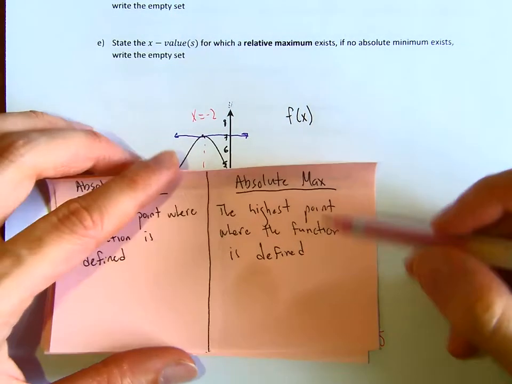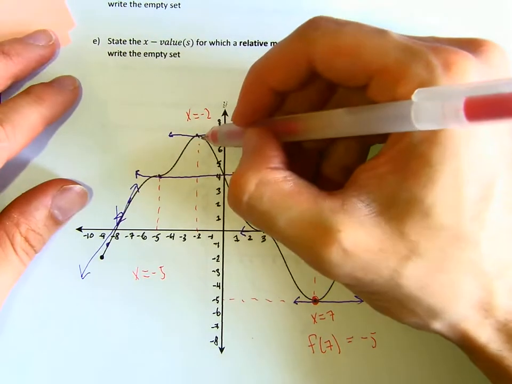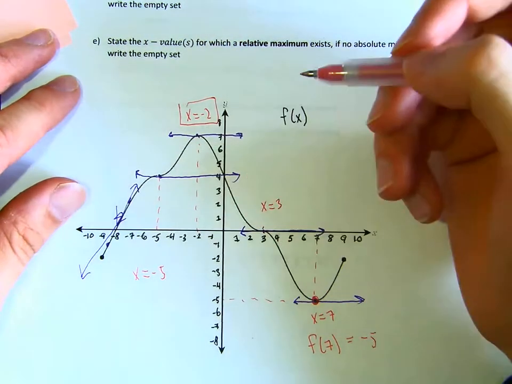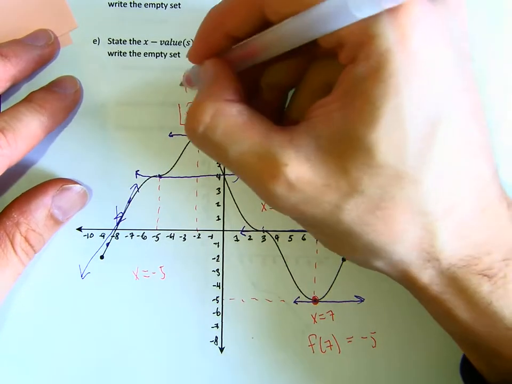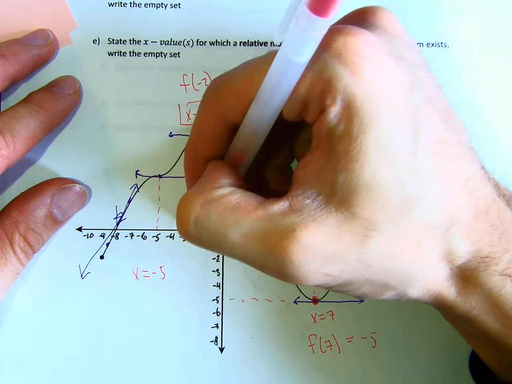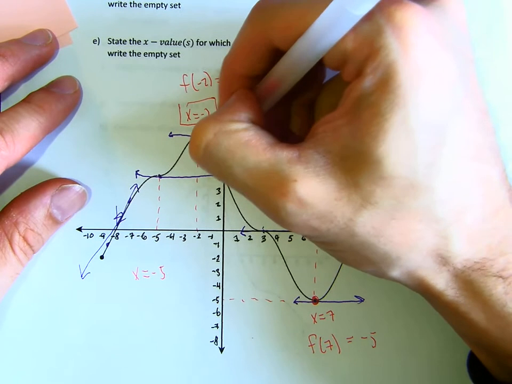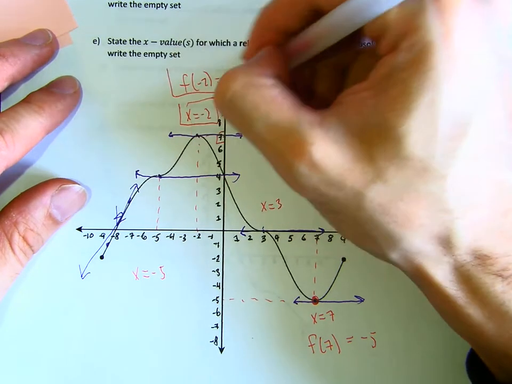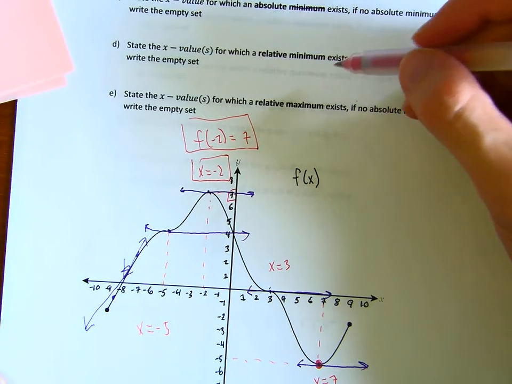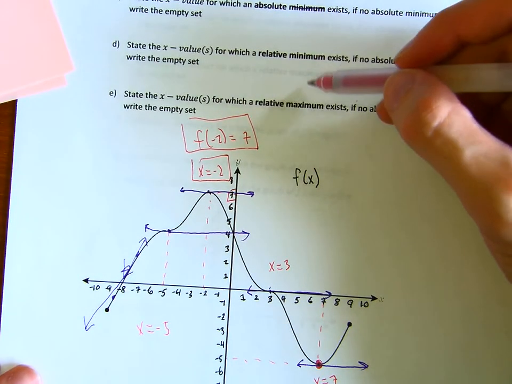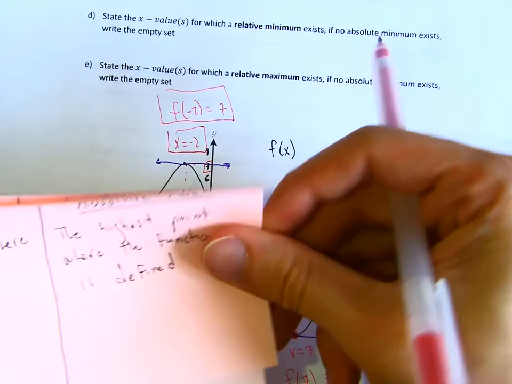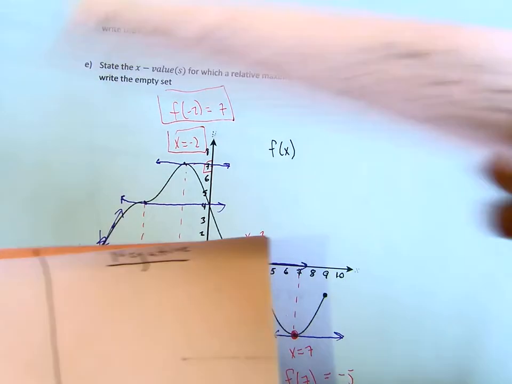What about the absolute max? Notice that at x equals negative 2, this is the highest point on the graph. And what is f of negative 2? When x is negative 2, the y value is 7. So it does exist over here. Now, what happens with a relative minimum and a relative maximum? How do these occur? Let's take a look at this question here.